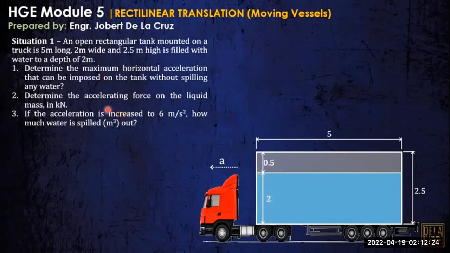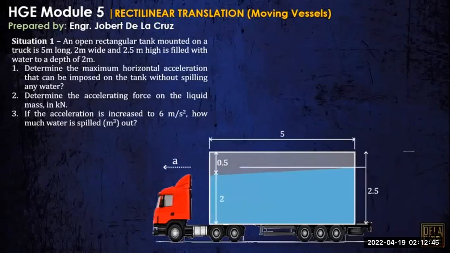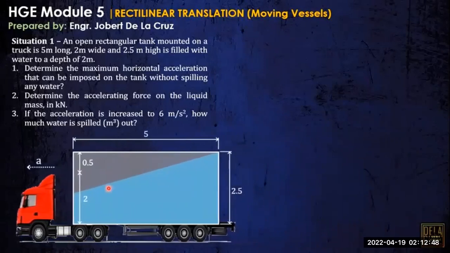Now, so the problem is to determine the maximum horizontal acceleration that can be imposed on the tank without spilling any water. Okay, so paano natin yan ma-relate sa spilling? Of course, ganito natin siya i-analyze. If this will move with a constant acceleration a, for example, pa ganyan, no? Of course, para wala siyang acceleration, dapat up to this point lang yung water natin, no? Dapat up to that point lang.